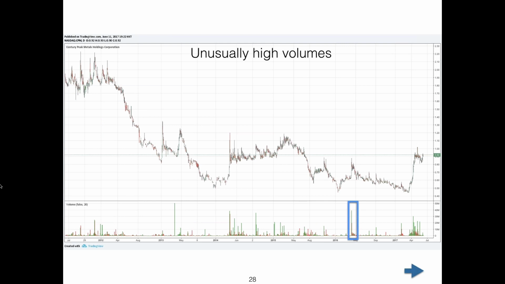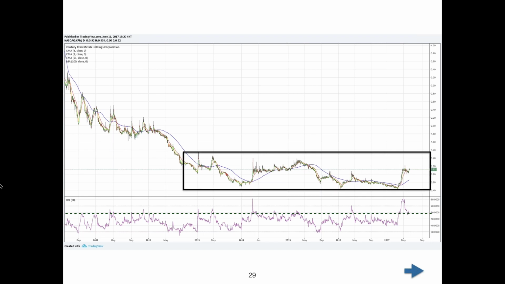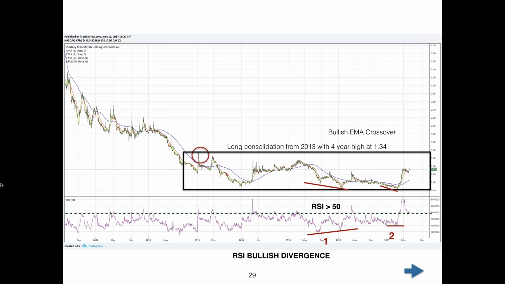Note again the huge volumes, signaling accumulation from 2016. Price consolidated within this box pattern for 4 years, from 2013 with a price high at 134 and a low at 44 cents. Now price also made 2 bullish divergences. RSI broke above 50. EMA also made a buy signal, and the price crossed above the SMA 100 line. A break above 134 could lead to the next target at 154.